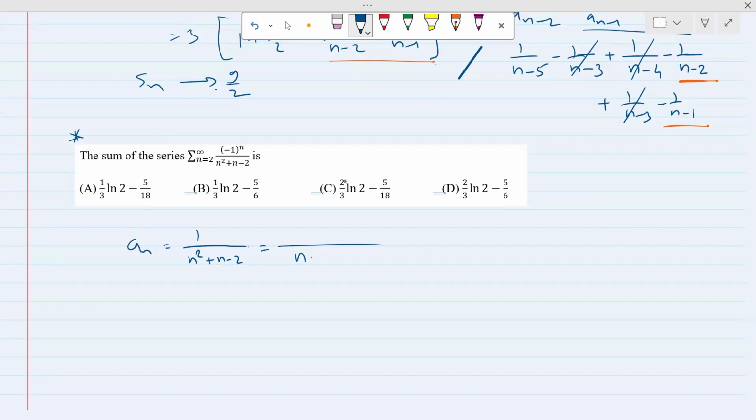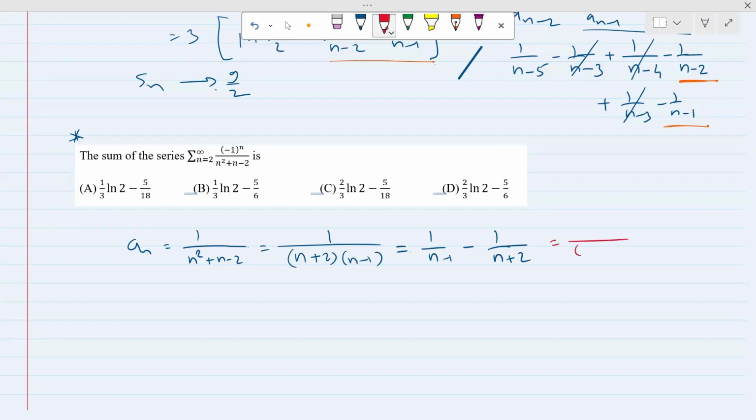So the denominator will be n plus 2 into n minus 1. So apply the partial fraction. What you will get? Is it 1 upon n minus 1 minus 1 upon n plus 2? Is this what you will get? Then we need to try simplifying.